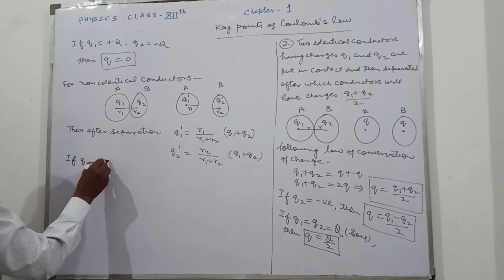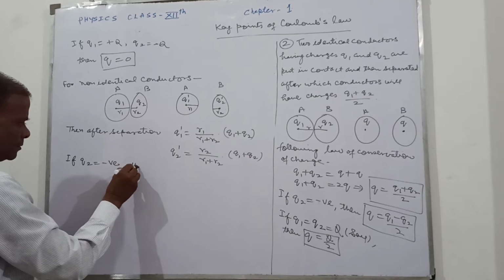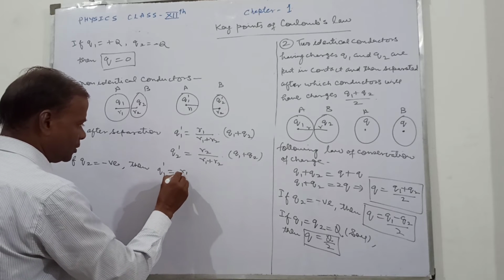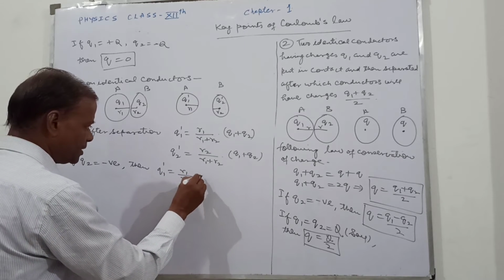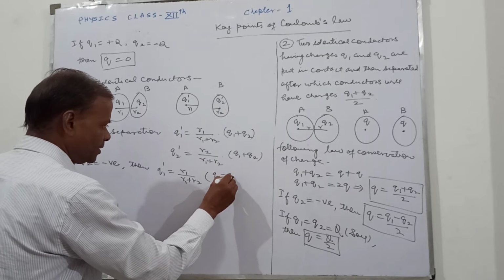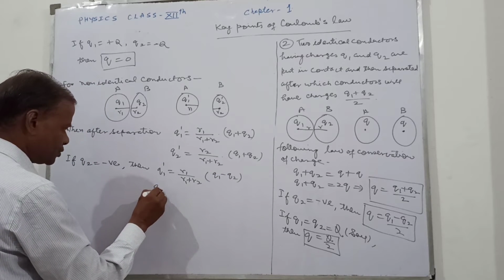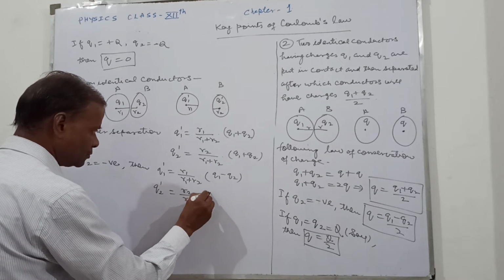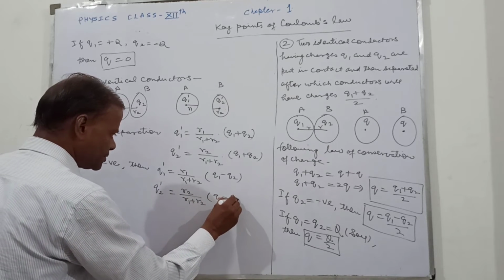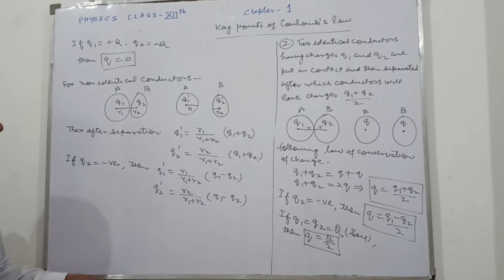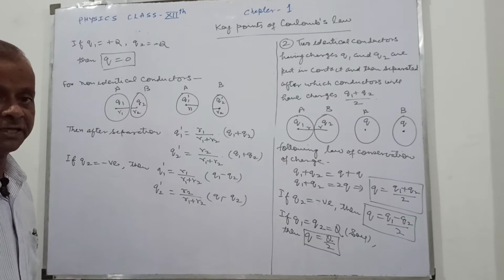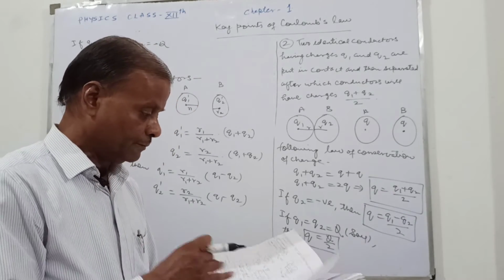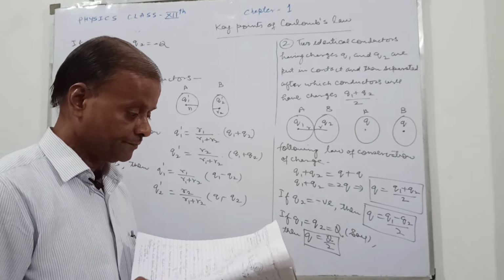If Q2 is negative, then Q1 dash is equal to R1 upon R1 plus R2 into Q1 minus Q2, and Q2 dash is equal to R2 upon R1 plus R2 into Q1 minus Q2. Only the same thing, but the difference is the radius R1 and R2. So this is for the identical conductors.